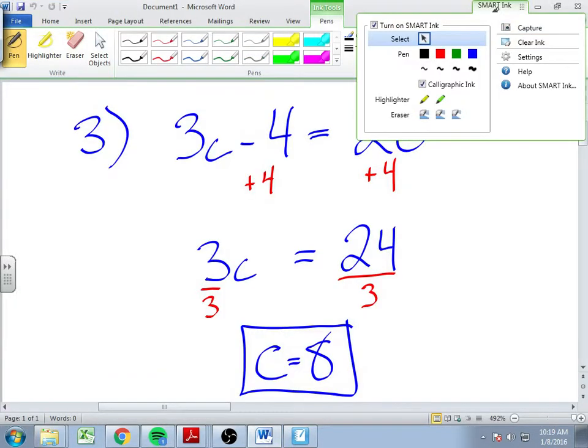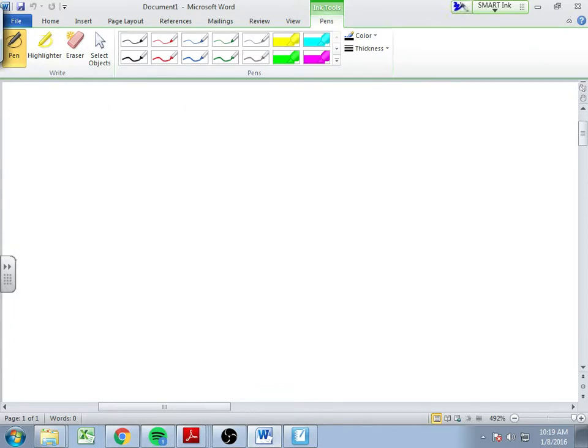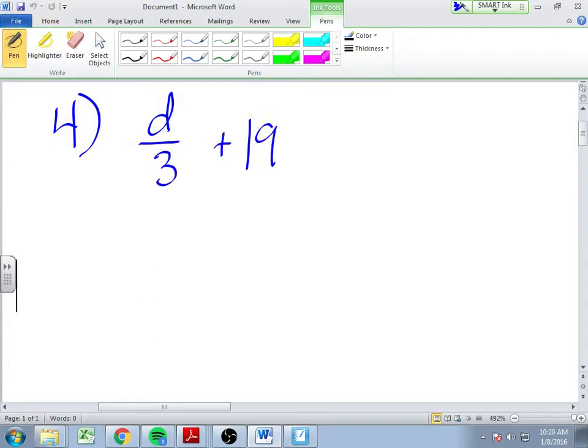Alright, so now, here's where we get a little bit more challenging. Not much, though. D divided by 3 plus 19 equals 23. Pranav, what'd you do here? First I did multiply by 3 for the D over 3, so I can get rid of the 3. I'm curious if you did the rest of the process right. What'd you get for your answer? I got 50.